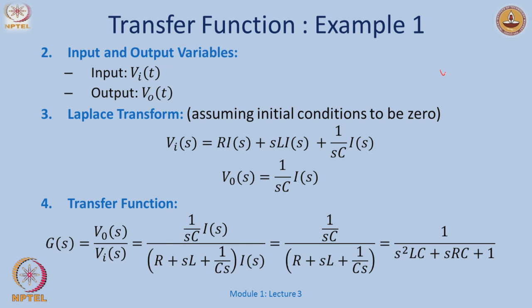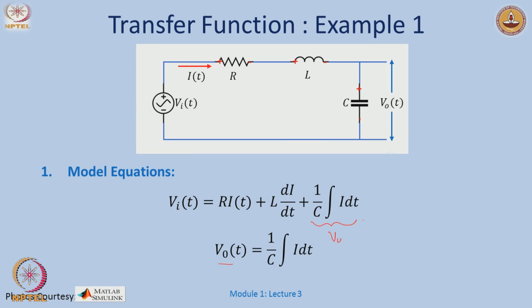Okay. Now, you may ask a question: what if I(s), or even say I(t), is the output? This is another choice of output, right. Instead of measuring the voltage here as the output, I just measure the current. I could always do that.